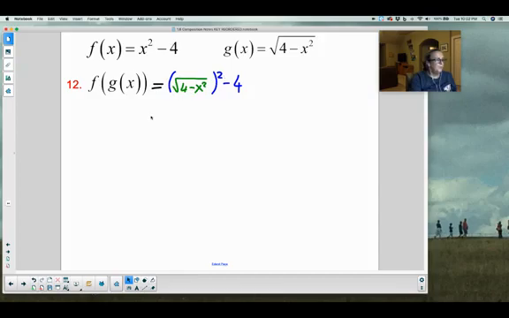So when you square a square root, don't forget that when you square the square root, that cancels that, and you're just left with this stuff that's on the inside. So this would give us 4 minus x squared for this, still minus 4. So that leaves me with my answer of negative x squared.